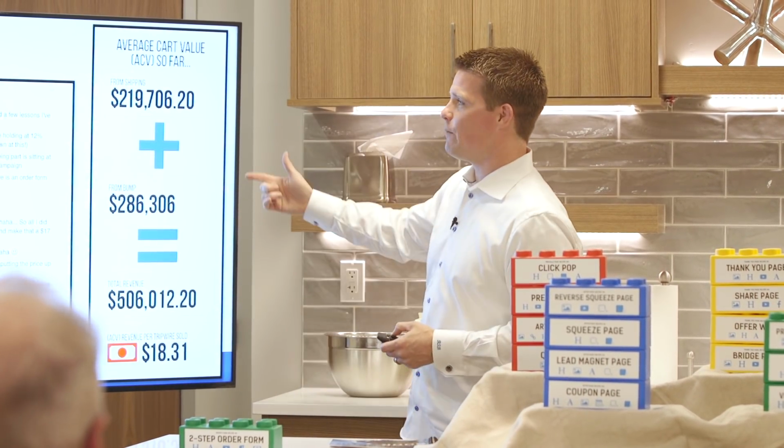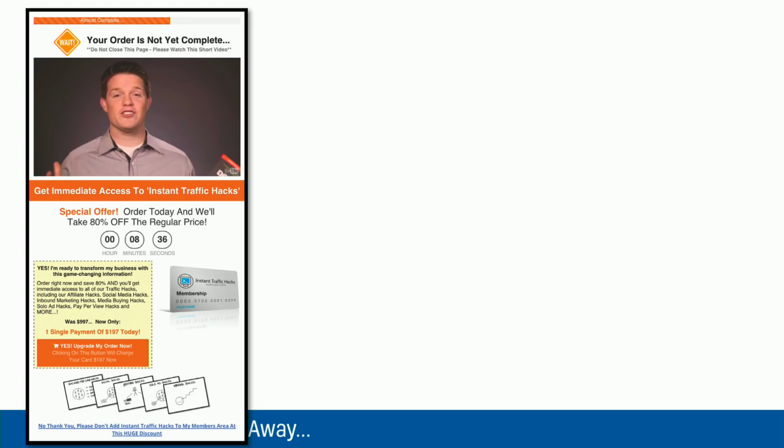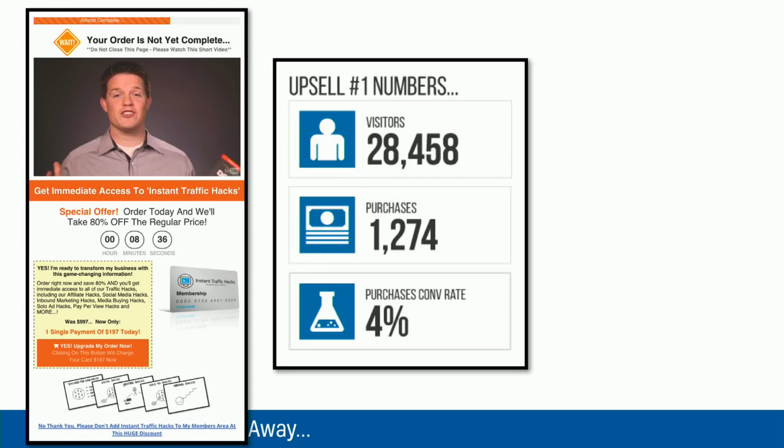Okay, so then we go to page number 2, and it's like, hey, wait, I want to sell you something really, really cool. So I have an upsell in here, right? This really cool course called Instant Traffic Hacks. It's $197. You guys should buy it. Now, unfortunately, not everybody bought it, which makes me kind of sad, but 4% of the people did buy it, which is awesome. So that means I have 20,000 people that saw this page, 1,200 people bought it.